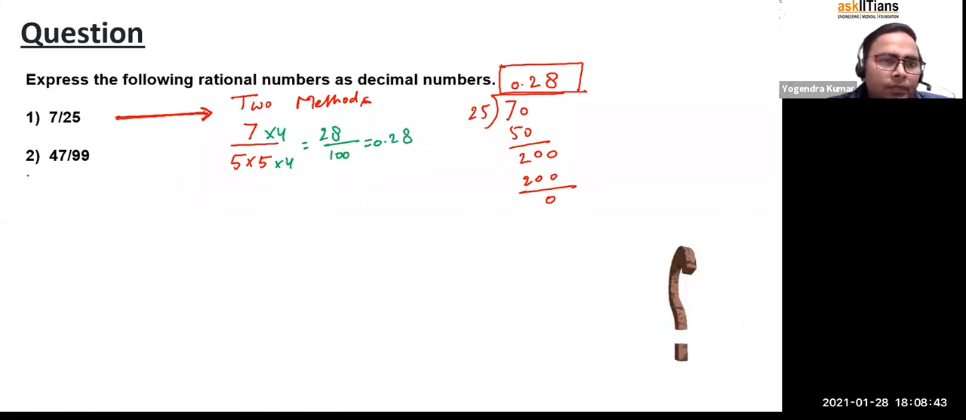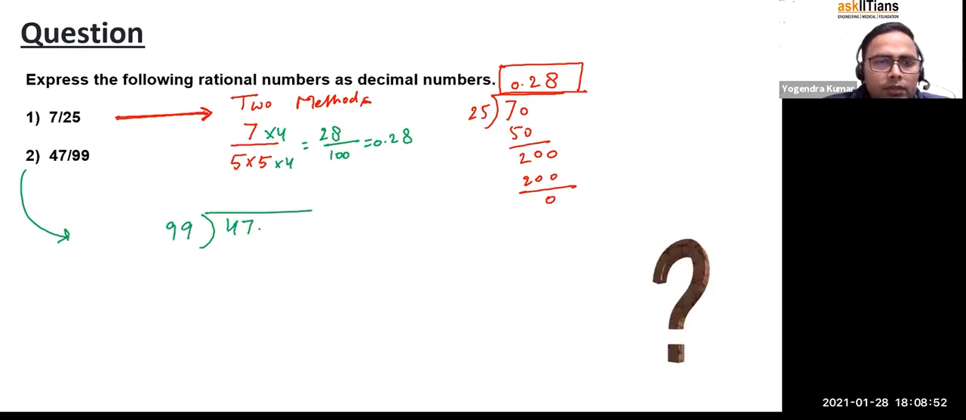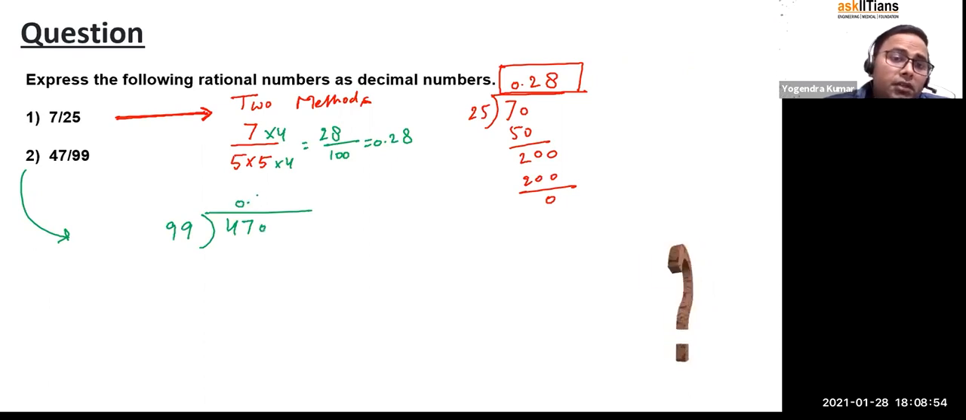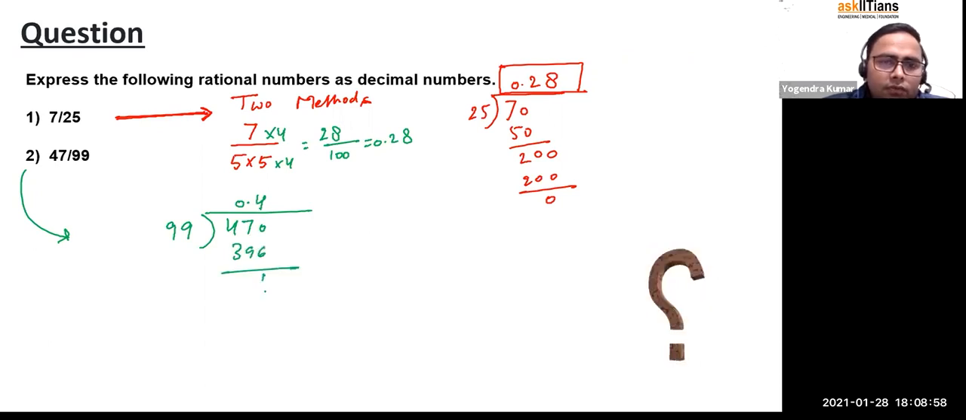Now this example: 47 divided by 99. How many times will 99 go into 470? 4 times, 396. Now 4 here, and here 7, right? So now again 0. How many times will it go? 7.